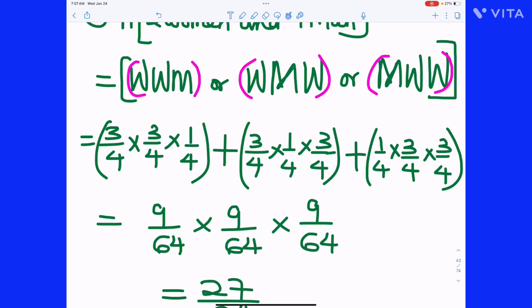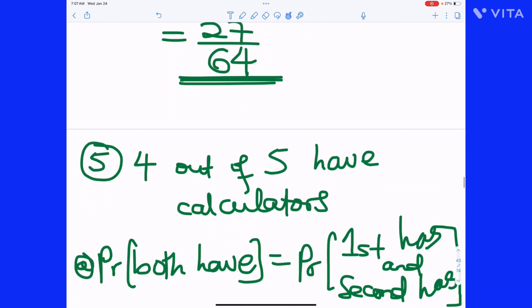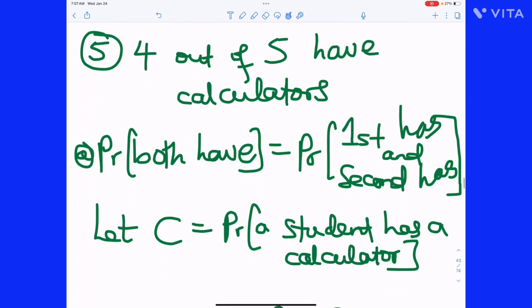So you put your numbers together. Oh, sorry. This should be plus sign, not multiplication sign. So you put your values together like that. Get 27 over 64.